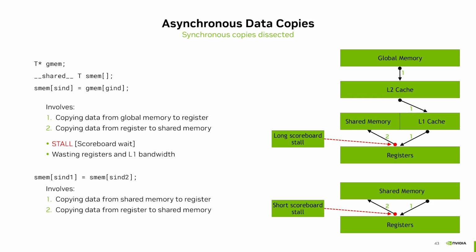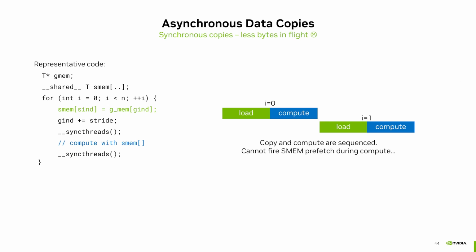Okay, let's now take a look at this typical computational pattern. So we have a loop, which can be either time iterative loop or space loop. We first copy data into shared memory. Then we need to synchronize to make sure that shared memory is visible to everyone. Then we do our computation using shared memory, and then we synchronize again to make sure that next iteration does not overwrite the shared memory while it's used by the previous iteration. So as you can see in this picture, the load and compute stages are essentially sequenced. So this does not allow us to increase bytes in flight, which we would like to achieve.